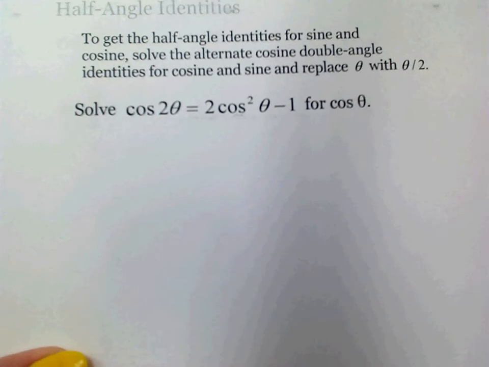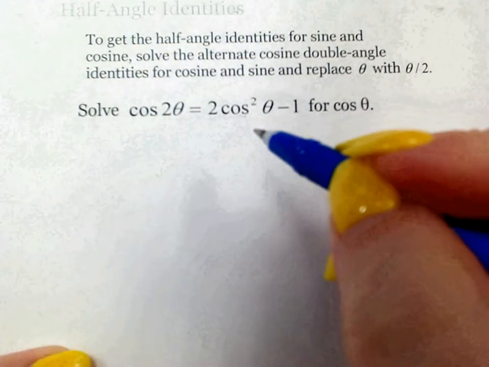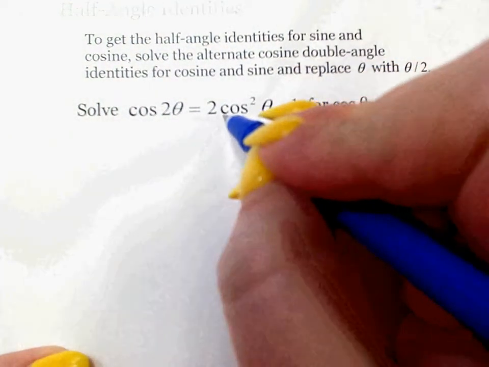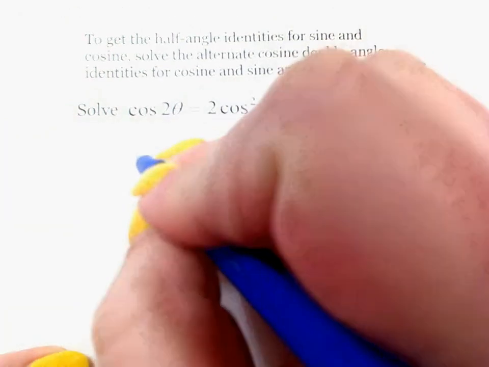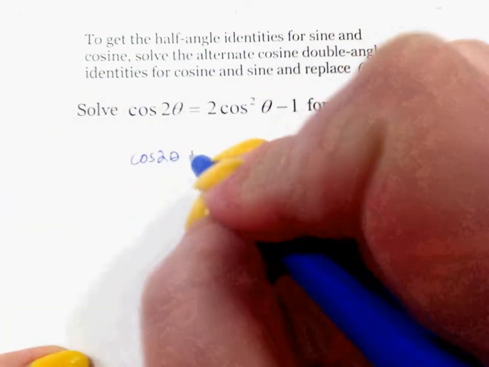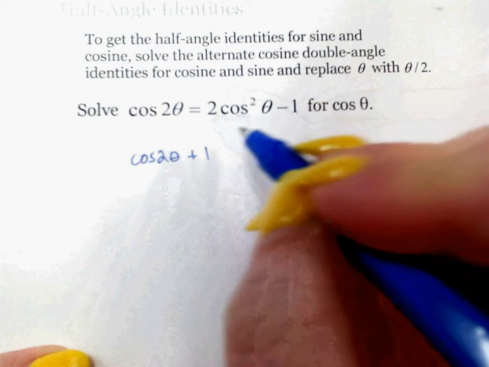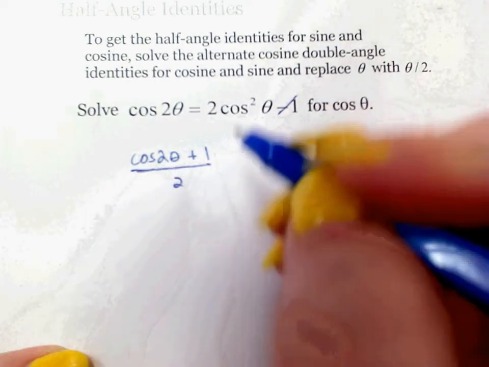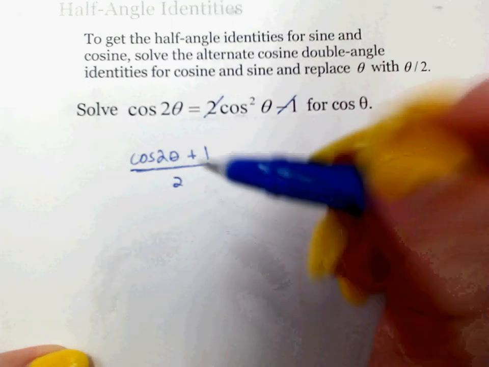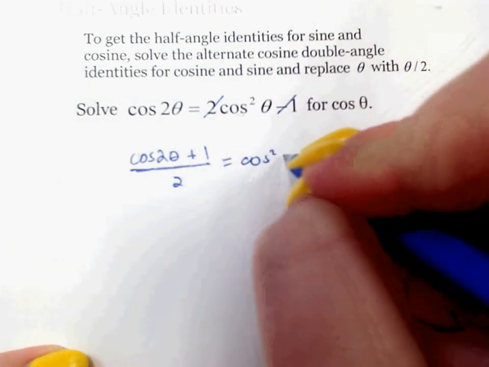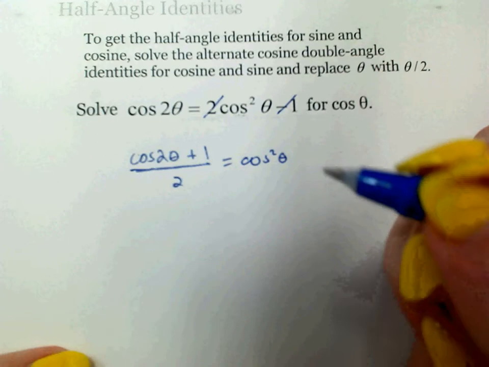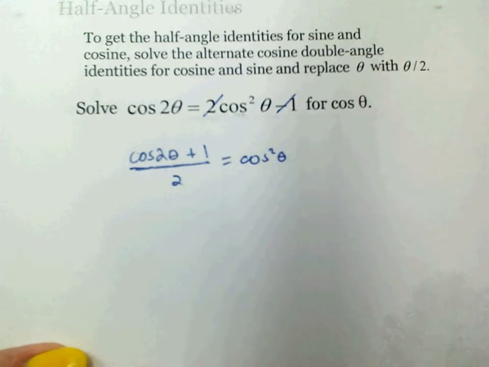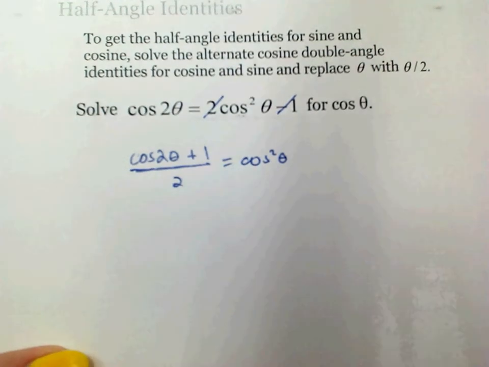What I want to do is solve for cosine theta. So I want to get cosine theta by itself. I'm going to add 1, so that gets rid of that, and then I'm going to divide by 2, and that undoes that operation. And that equals cosine squared. I stopped for a second because I want to make sure that we're clear on this. When I take a square root, you've got to remember that there are two options, the plus and the minus.